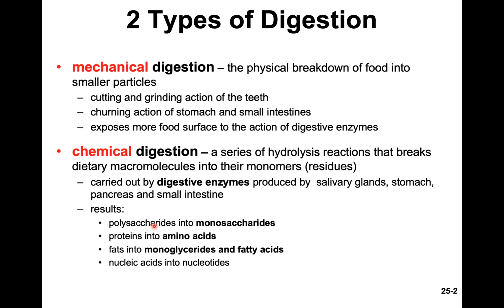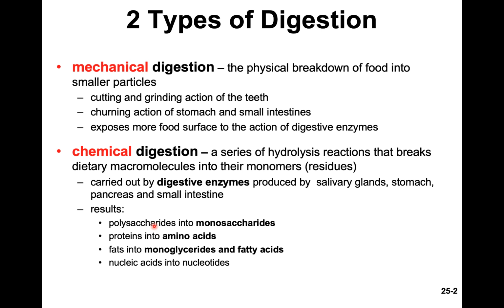Digestion is the physical or chemical breakdown of food. You have mechanical digestion, which is physical pulverization of food. It's physically breaking it down using things like your teeth, like the muscular churning action of the stomach. And it does this in order to break the food down into smaller components in order to increase the surface area for your digestive enzymes to work on.